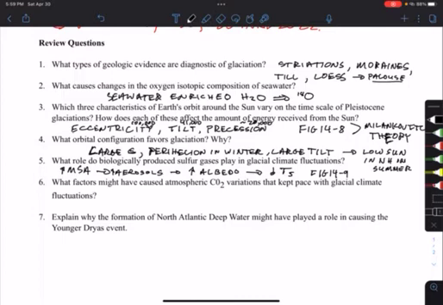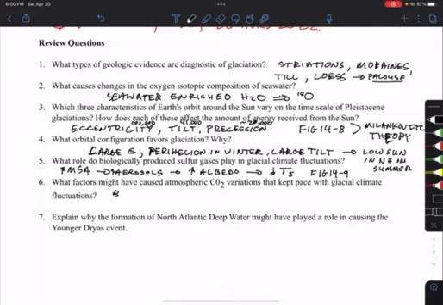What factors might have caused atmospheric CO2 variations that kept pace with glacial climate fluctuations? So there are quite a few factors that were talked about in the book, and the following are ones that could have helped: the role of the biological pump, the shelf nutrient hypothesis, the iron fertilization, the coral reef hypothesis, and the terrestrial biomass. So these factors help to change the biological activity in both the ocean and on land.